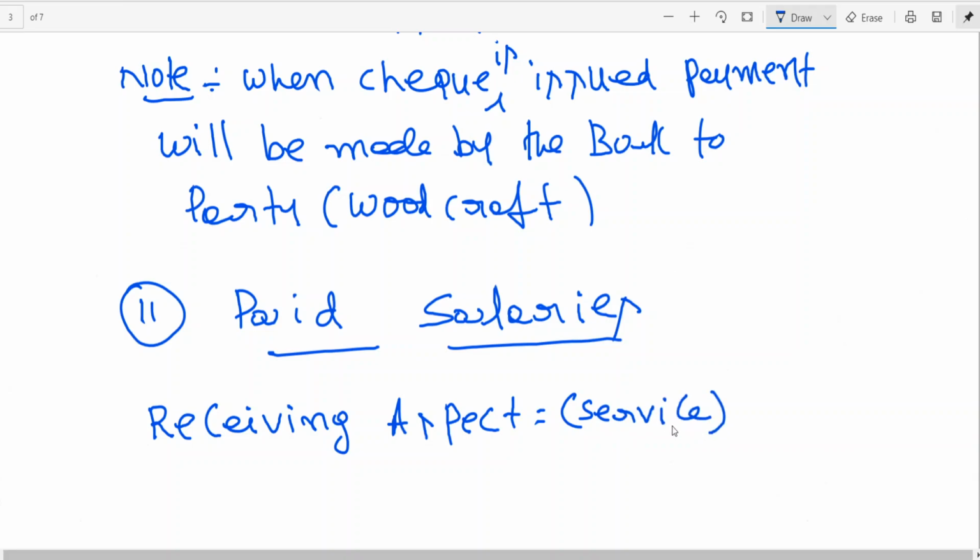Now receiving aspect, we'll be using the term service. That service we are indicating with a name. When employees are providing you service, whatever payment we are making to them, that expense is called salaries. So this salary is called an expense.